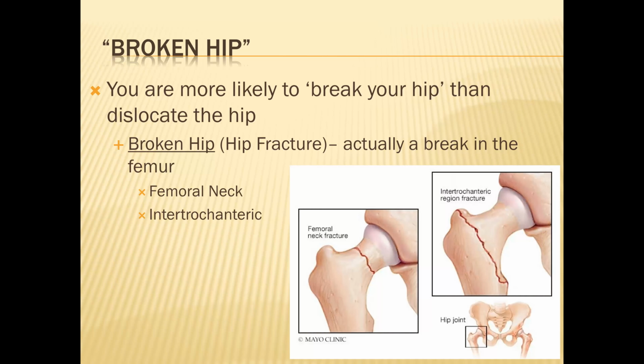And as mentioned before, there are 2 common types of hip fractures. One is a femoral neck fracture, where you actually have a break between the head of the femur and the rest of the femur. And the other one is an intertrochanteric fracture, where you have a break that runs between the greater trochanter and the lesser trochanter.